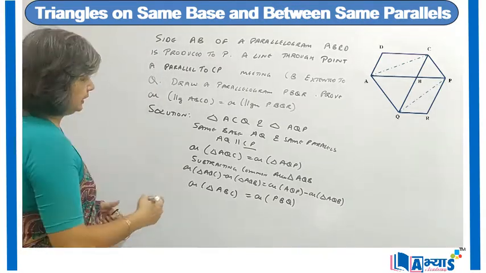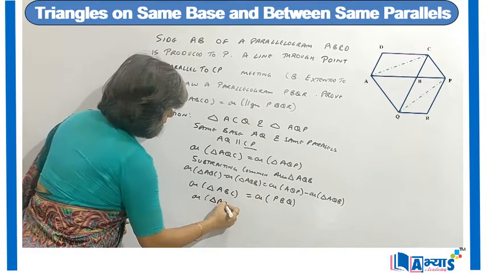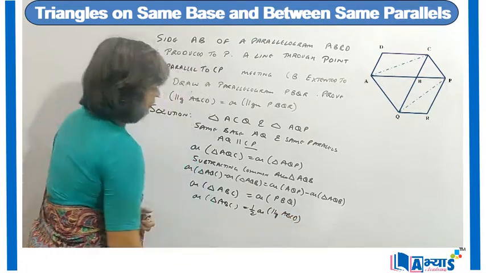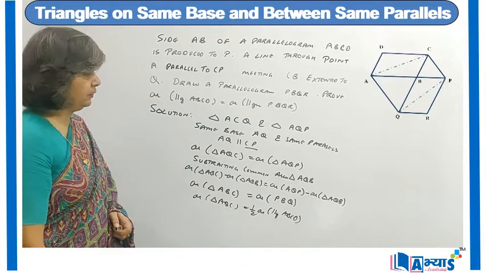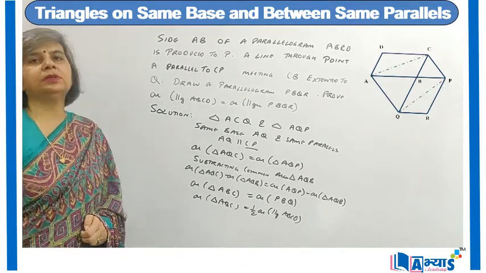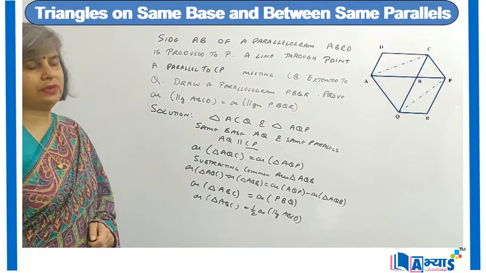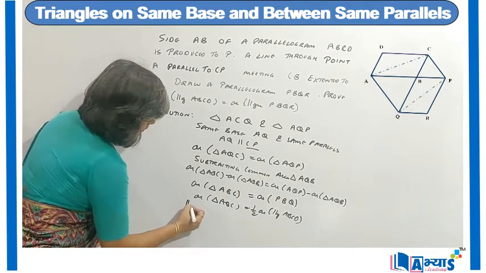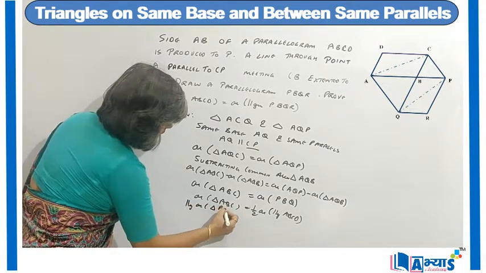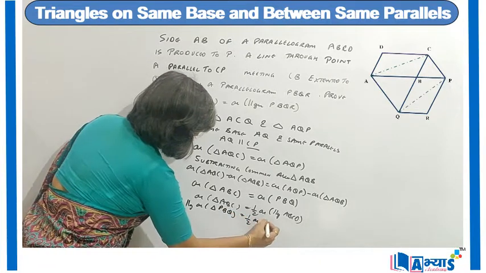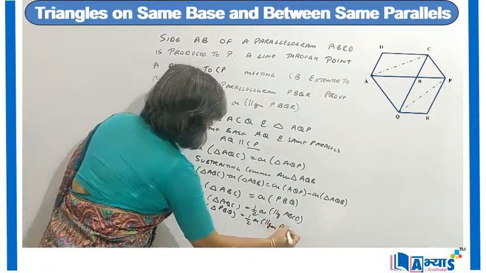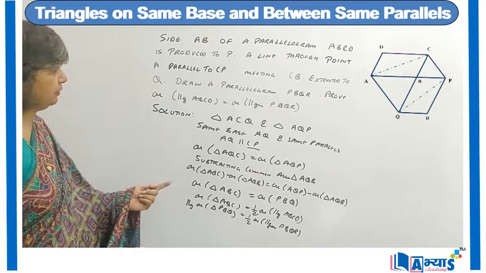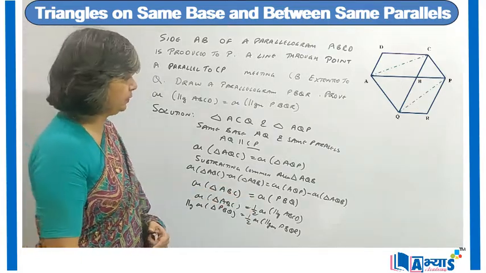From the figure you can see that area of triangle ABC is half of area of parallelogram ABCD, because AC is the diagonal of the parallelogram ABCD, and we know that the diagonal of a parallelogram divides it into two congruent triangles. So area of triangle ABC is half of the area of parallelogram ABCD. Similarly, area of triangle PBQ is half of area of parallelogram PBQR. Now when both triangles have equal area, that means area of triangle ABC is equal to area of triangle PBQ.